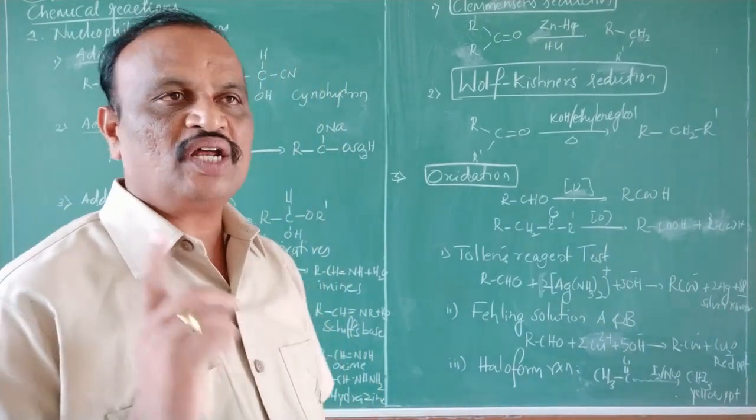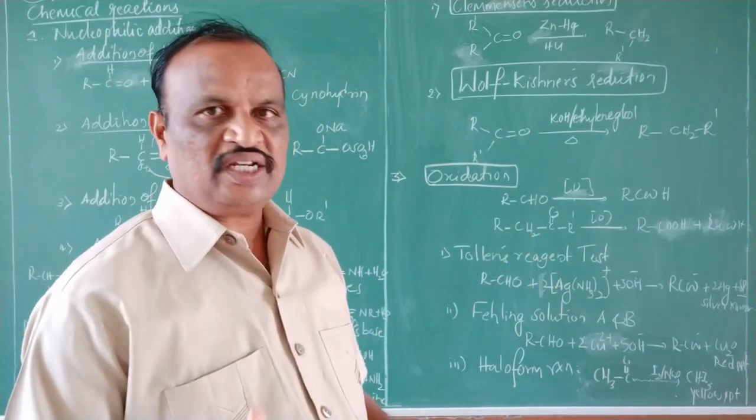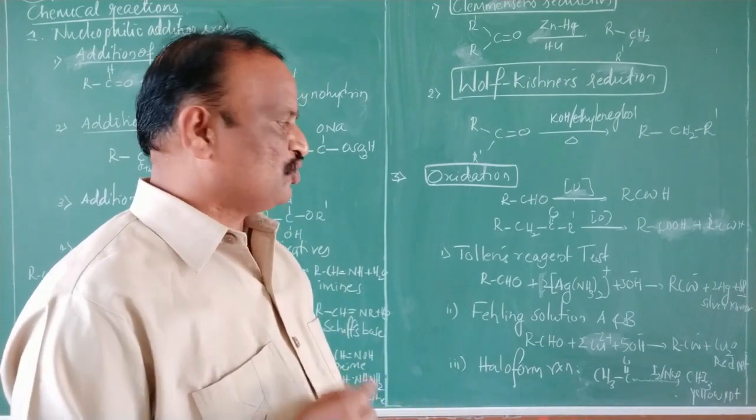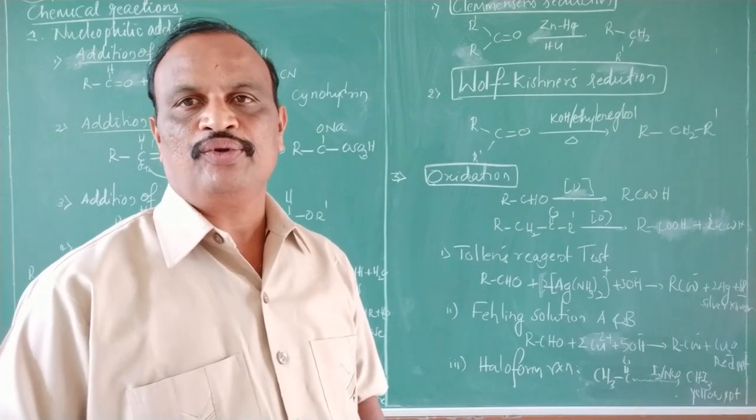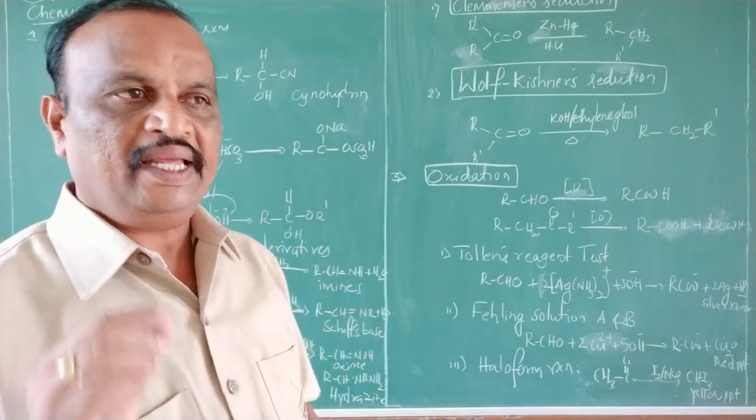Whereas ketones do not give these reactions. They do not give the Tollens reagent test. They do not give the Fehling solution test. That's the reason these two tests can be used to distinguish between aldehydes and ketones.